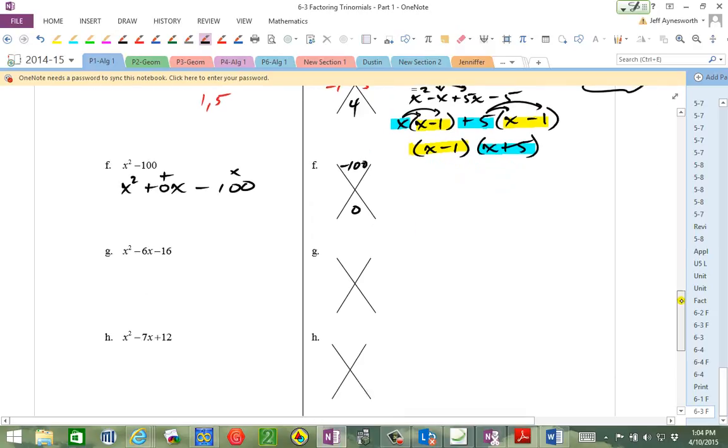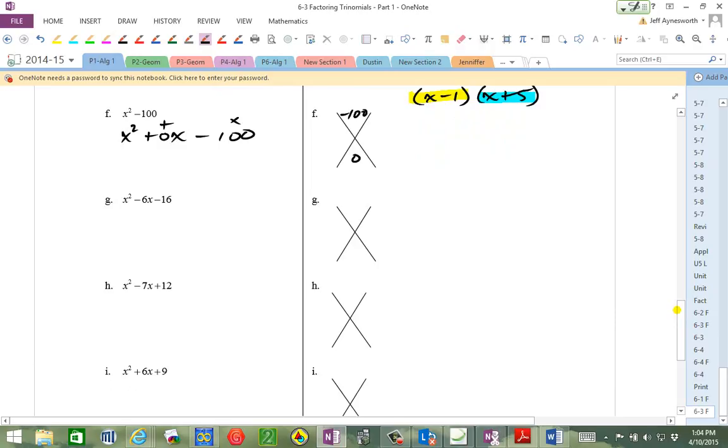All right, so hopefully you picked negative 10 and 10. They multiply to a negative 100 and they add to 0. So x squared plus 0x minus 100. Let's split the middle term. x squared plus 10x minus 10x minus 100. The order of the middle terms doesn't matter, so if you reverse this, no big deal. Your answer is going to be the same.